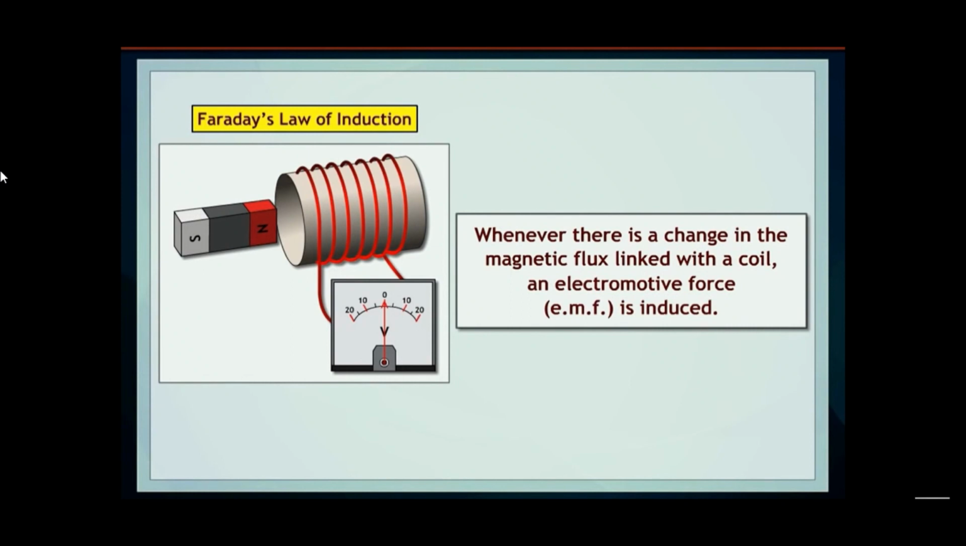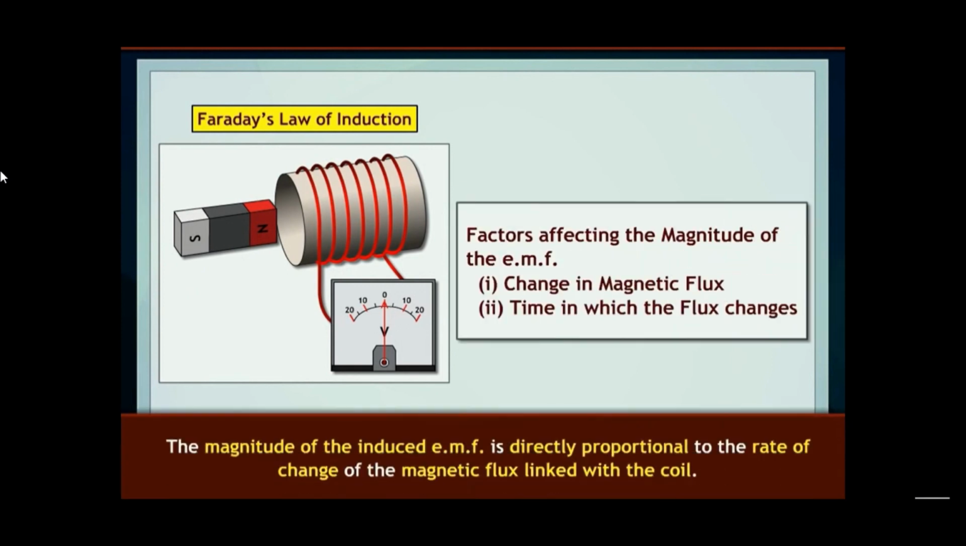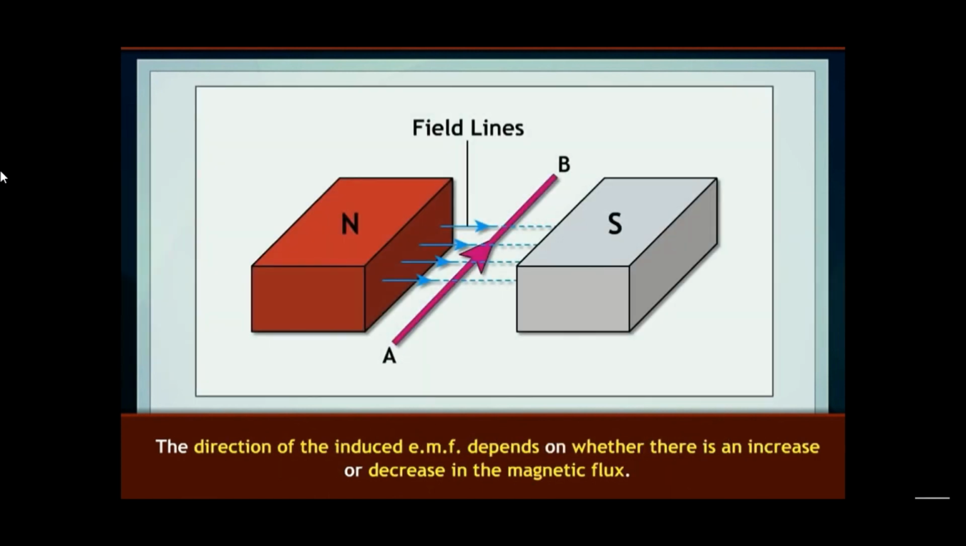Faraday's laws of induction. Whenever there is a change in the magnetic flux linked with the coil, an electromotive force is induced. Factors affecting the induced EMF are the magnetic field, the changing magnetic flux, and the time in which the flux changes. The direction of the induced EMF depends on whether there is an increase or decrease in the magnetic flux.